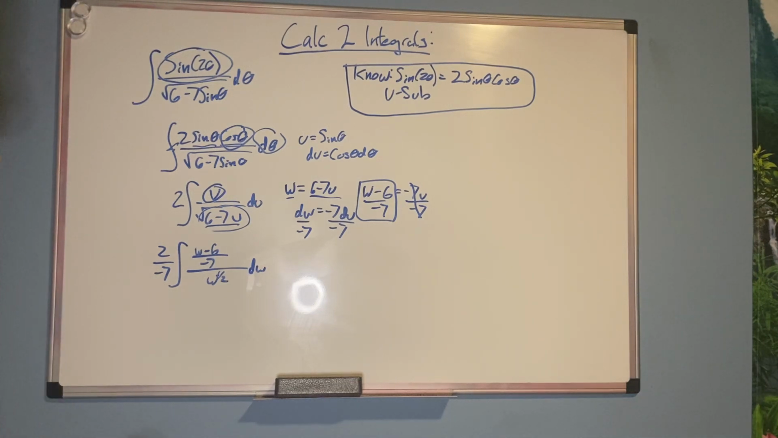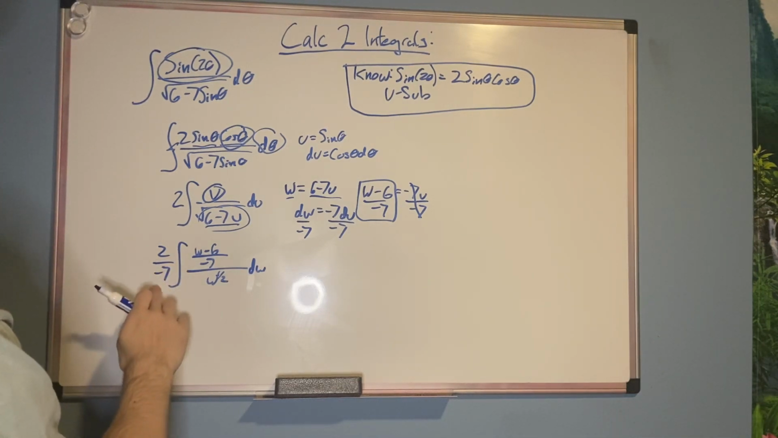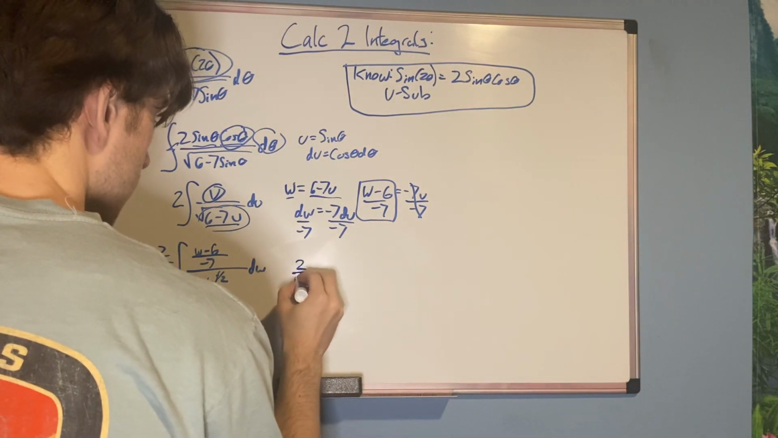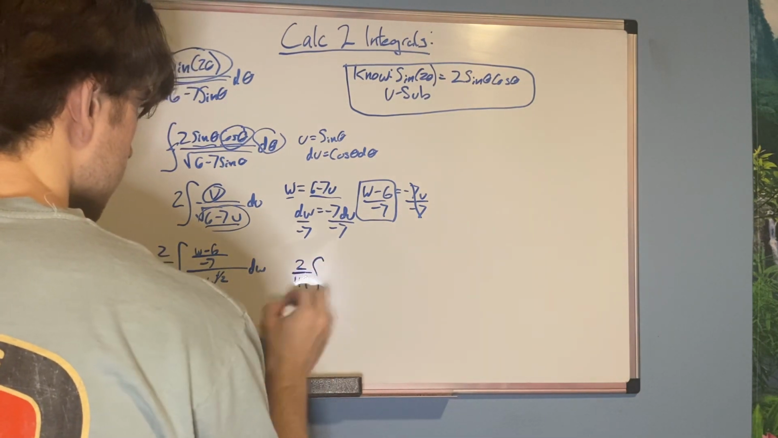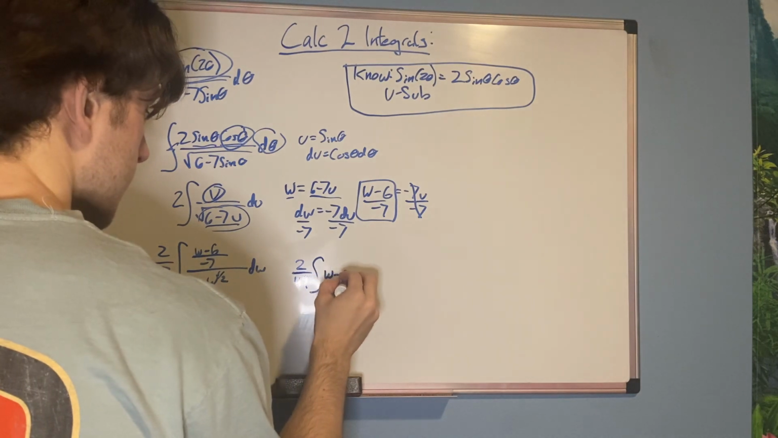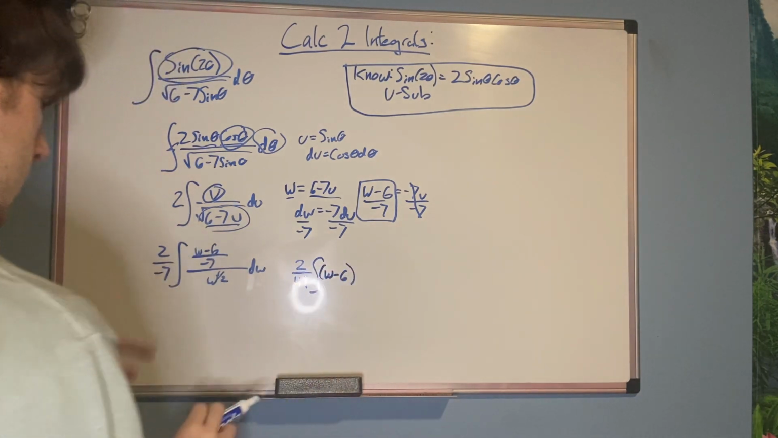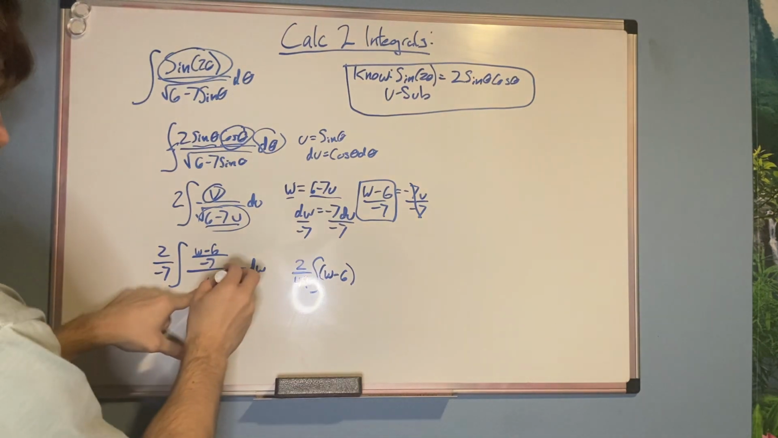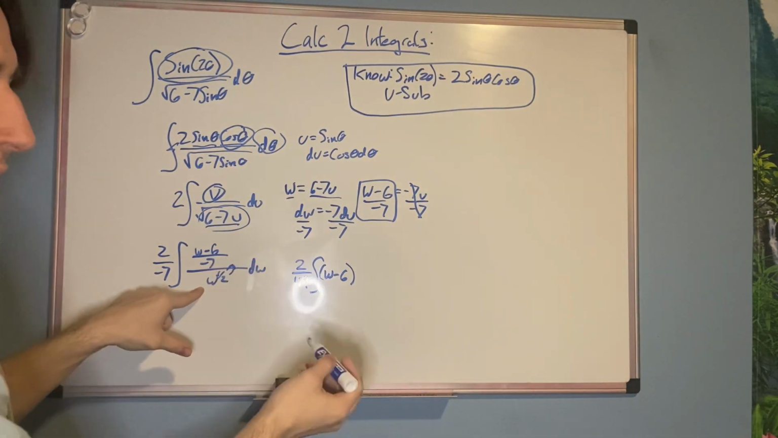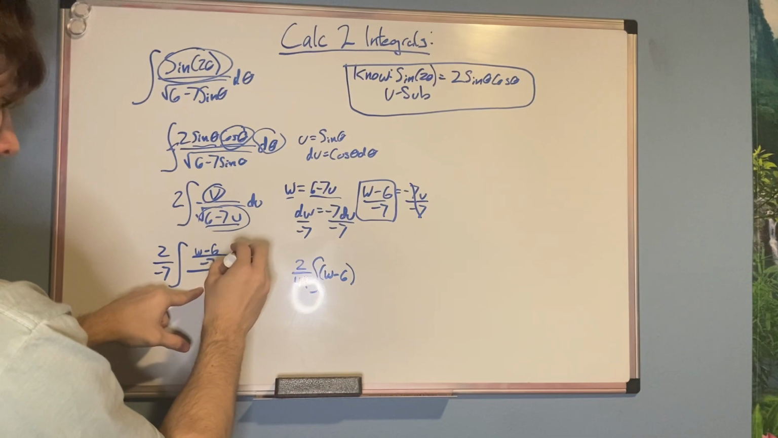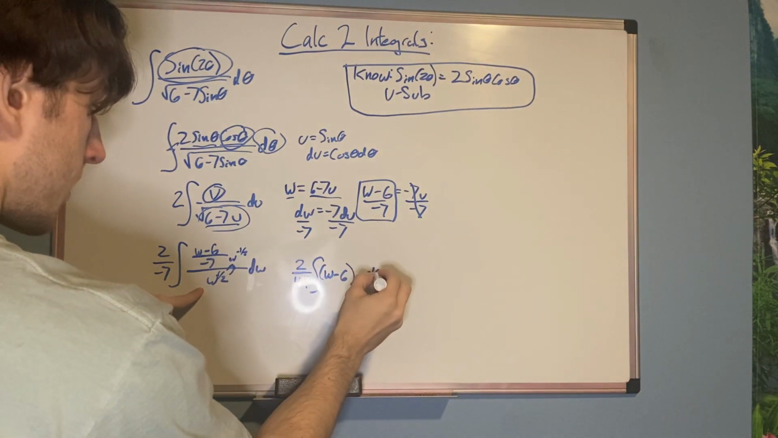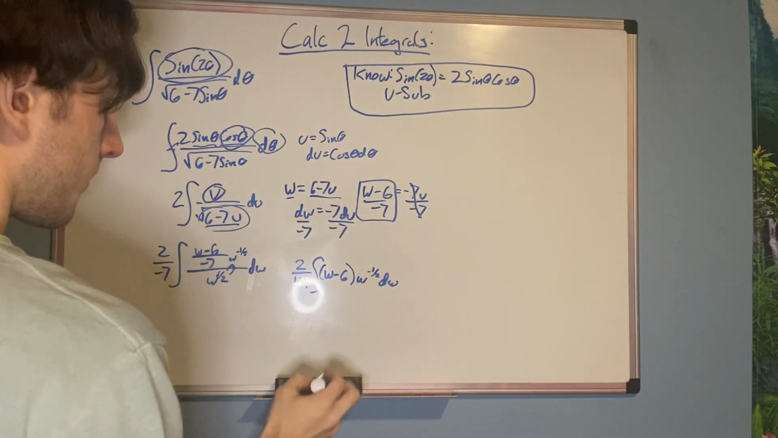Okay, so far so good. Now we can multiply the negative 7s. That becomes a positive 49. 2 over 49 integral w minus 6. And look what I can do. It's in the denominator, that w to the 1/2. Let's put it up to the numerator, and we can rewrite that as w to the minus 1/2. So let's rewrite it as w to the minus 1/2 here, dw.